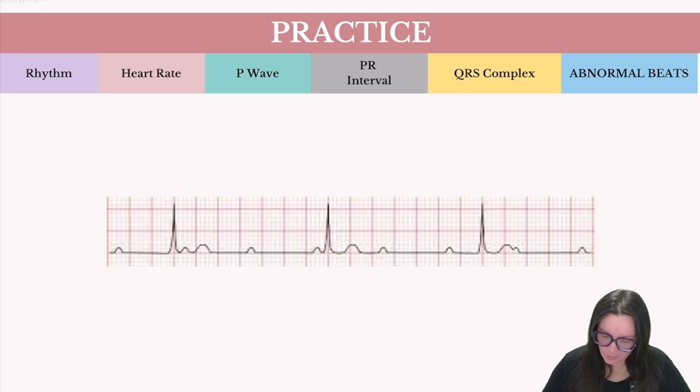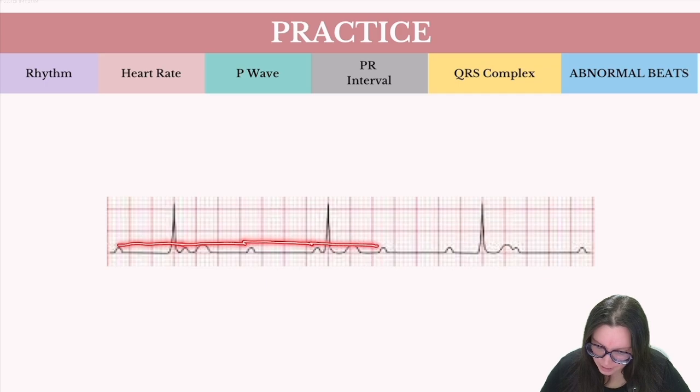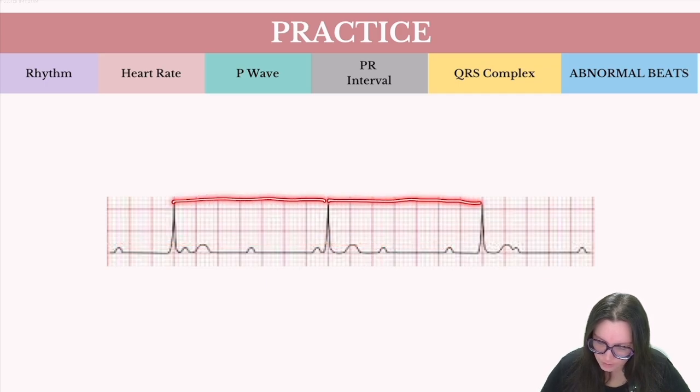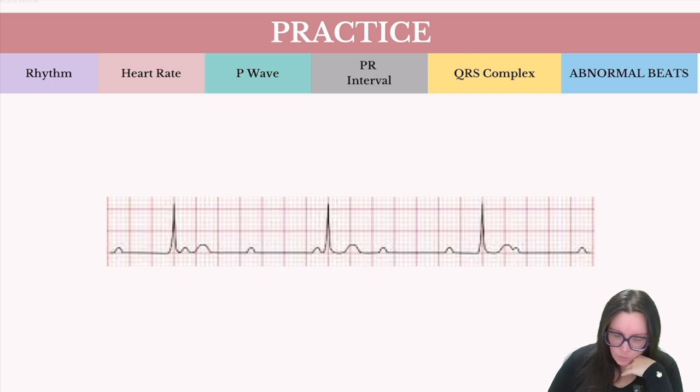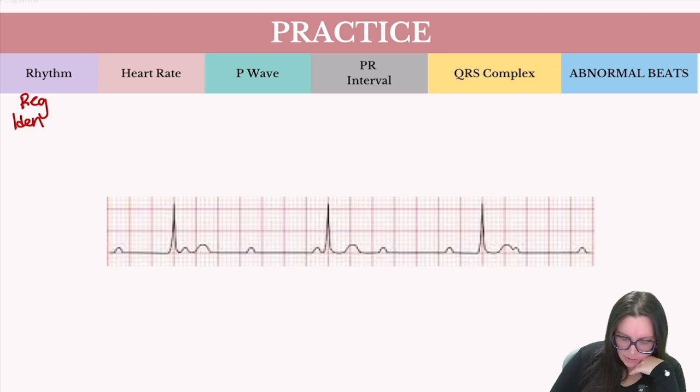So when we're looking at our rhythm, is it regular or irregular? If I'm looking at my P to P interval, it looks regular here, right? I can march it out. And if I look at my R to R interval, they also look regular. But the problem is there's no organization between them. So while they are all regular, they are regular independently of each other, right?